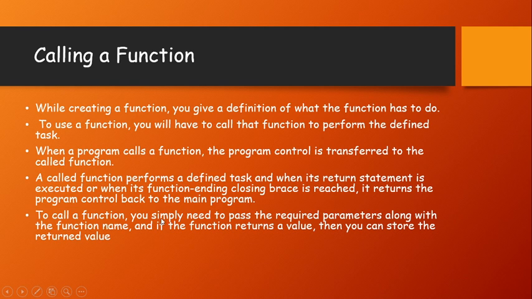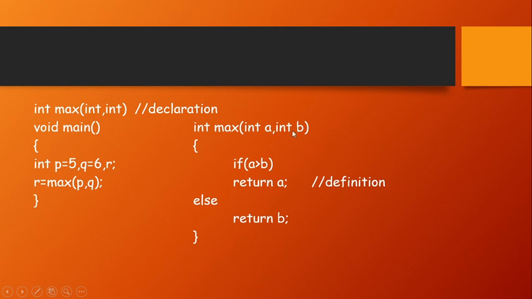To call a function, you simply need to pass the required parameters along with the function name. If the function returns a value, then you can store the value that is being returned in another variable. So this is the way we are going to call a function.